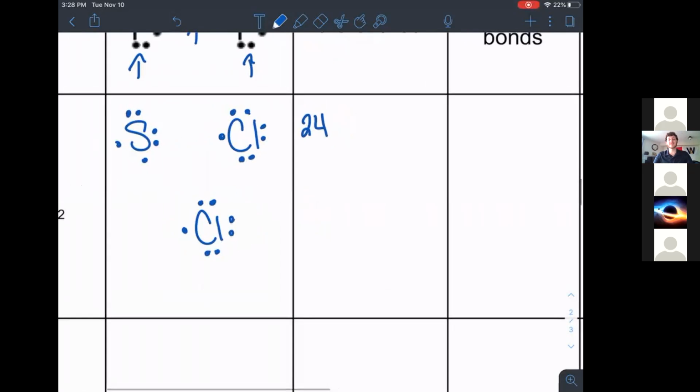How many electrons do we have? 20. If you count all your dots, you have 20 total electrons. So we're going to subtract 20. And if we do 24 minus 20, how many electrons do we need to share? 4. 4 electrons need to be shared. Perfect.